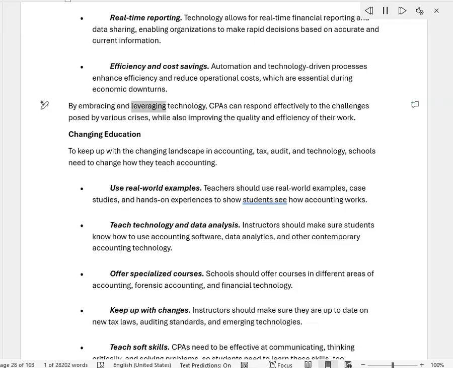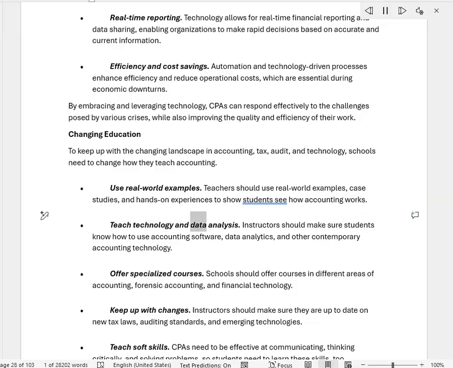By embracing and leveraging technology, CPAs can respond effectively to the challenges posed by various crises, while also improving the quality and efficiency of their work. Changing education. To keep up with the changing landscape in accounting, tax, audit, and technology, schools need to change how they teach accounting. Use real-world examples. Teachers should use real-world examples, case studies, and hands-on experiences to help students see how accounting works.